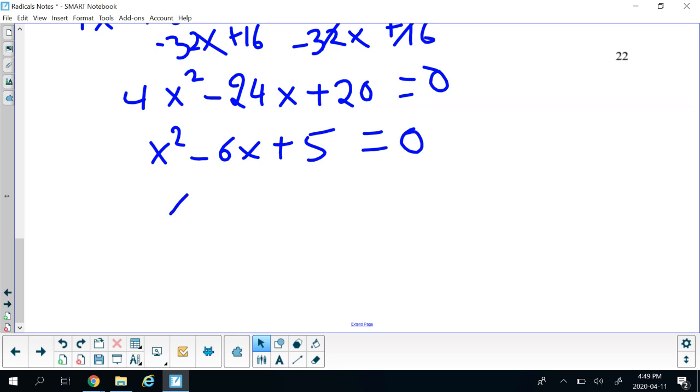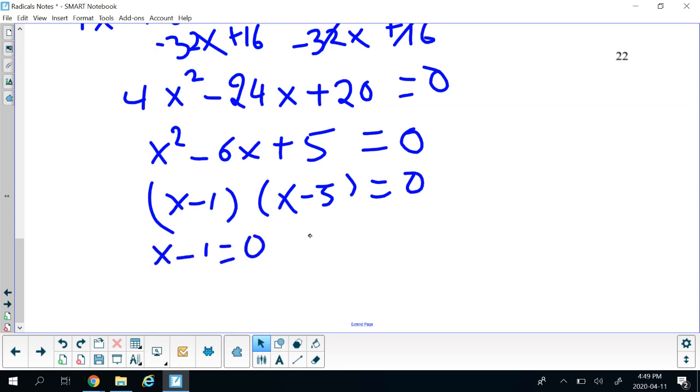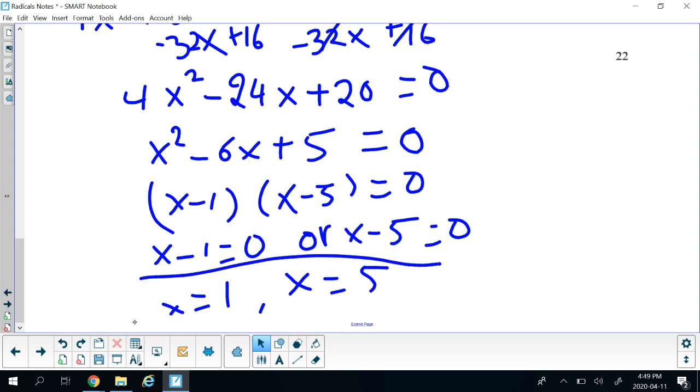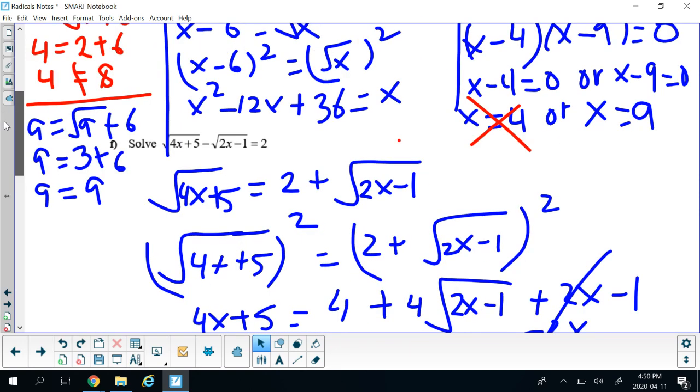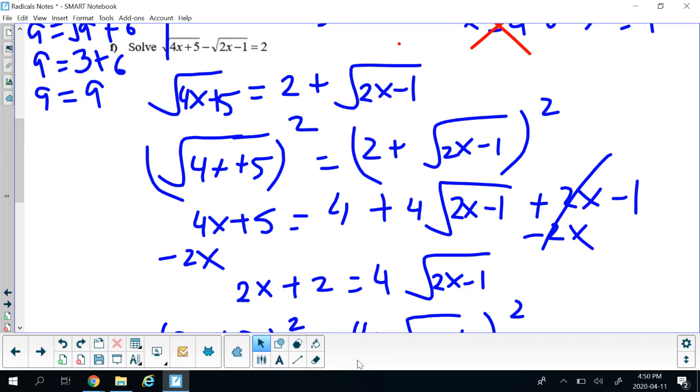Let's factor this out. So from here, x minus 1 equal to 0, or x minus 5 is equal to 0. So our two solutions are 1 and 5. Okay, let's look at our restrictions too, because we didn't calculate our restrictions in this question earlier. Before verifying this question, let's find the restrictions.